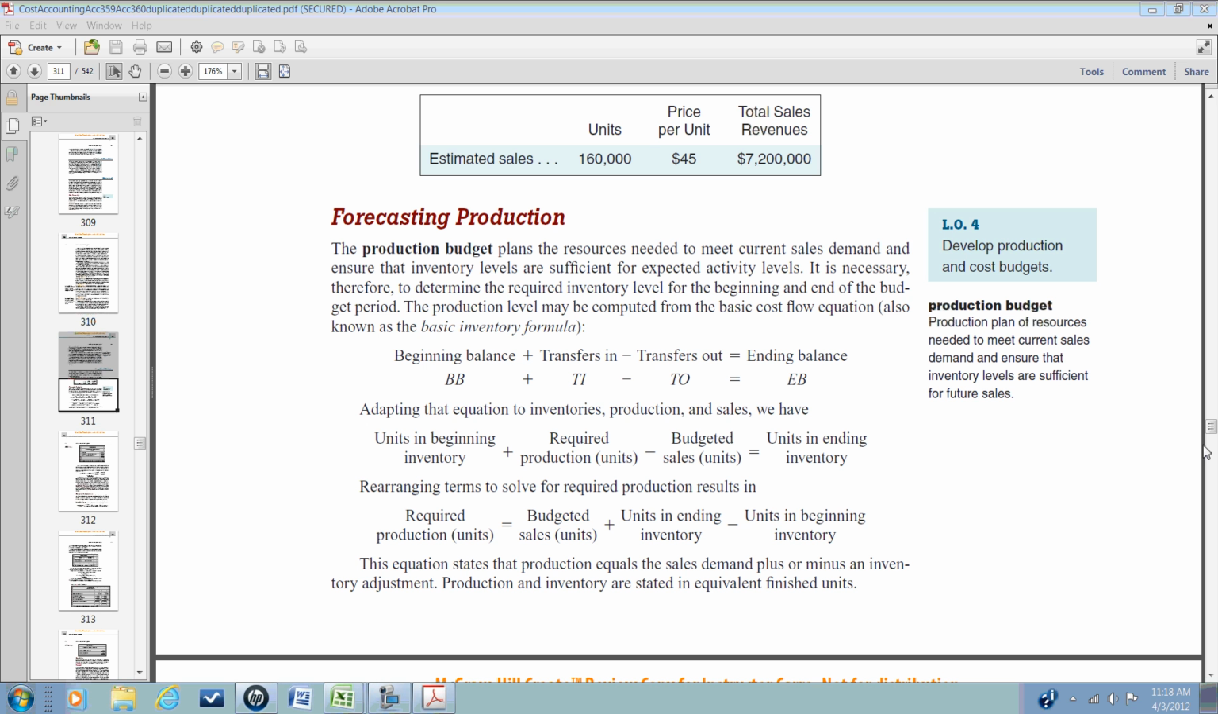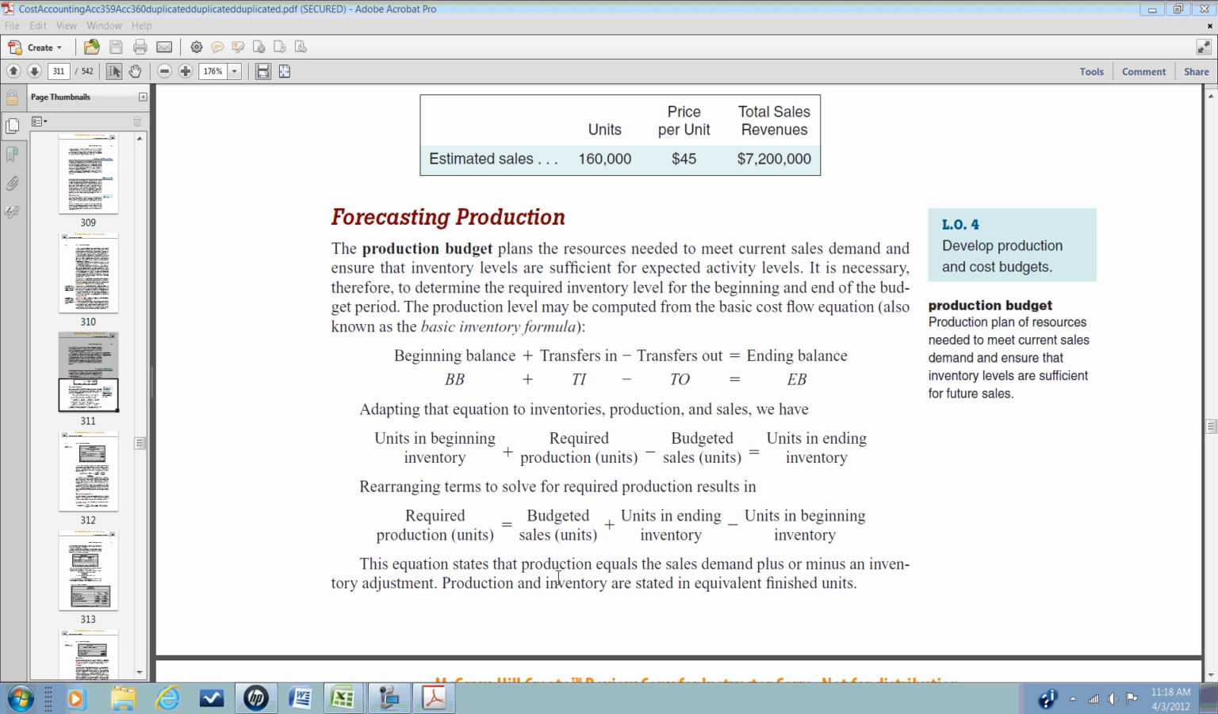In this problem, we're going to establish a minimum number of ending inventory. We have a beginning, and we know the number of units we have to sell. So we're going to rearrange that formula to come up with the required production. That is going to be equal to our budgeted sales plus the units we want in our ending inventory, and we're going to subtract out the units that we began with.